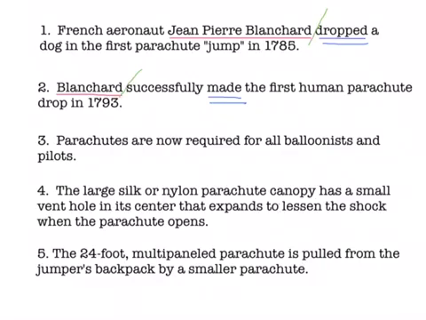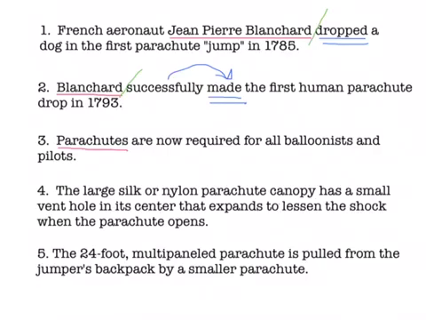The reason why we put it there and not over here is because successfully is used to describe made. Because of that, successfully is part of the complete predicate. So that has to come after the slash. Let's look at example 3. Parachutes are now required for all balloonists and pilots. In this instance, parachutes is my simple subject. And then the simple predicate in this one, again, is a little tricky. We're looking for the verbs.